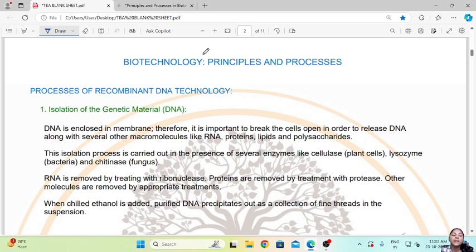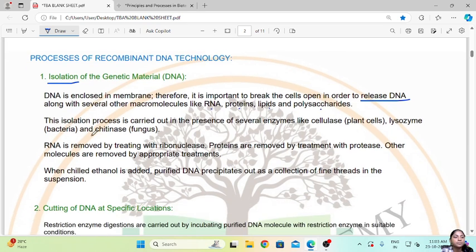Processes of recombinant DNA technology. The first step in this process of recombinant DNA technology is the isolation of genetic material, that is the DNA. Now first, the DNA is enclosed in a membrane, right? It is present inside the nucleus of the cell and it is enclosed by a membrane. Therefore, it is important to break the cell open in order to release the DNA along with several macromolecules which are present in the cell, such as RNA, proteins, lipids and polysaccharides.